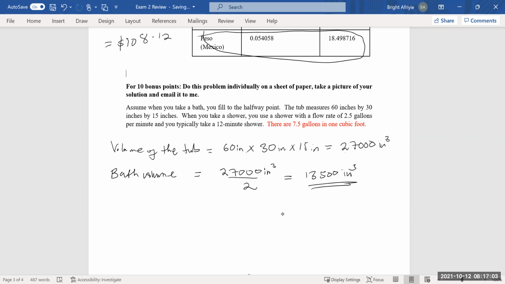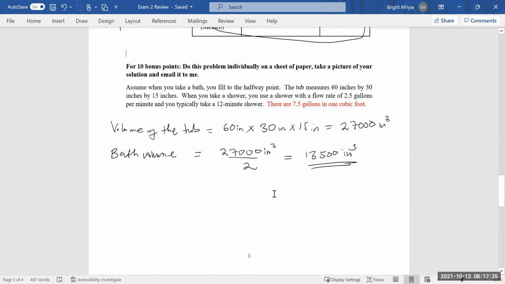Is that okay? So 27,000 is the entire volume of the bathtub, right? But when you take your bath, because you fill it halfway, you have to divide 27,000 by 2. And that gives you the volume of water you use to take your bath. Now, we are looking at a shower and a bath.